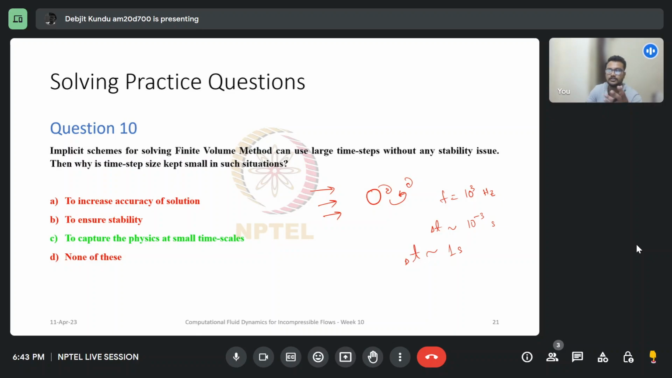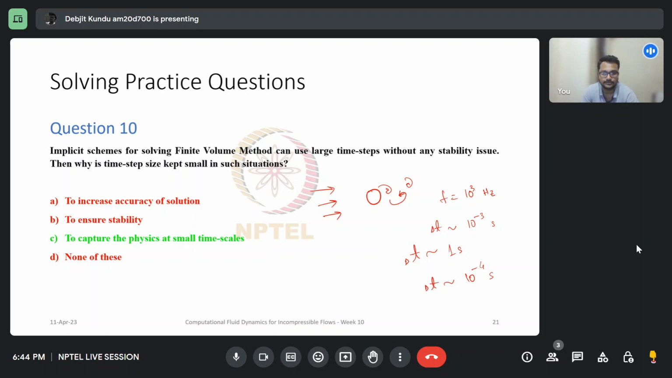So in order to resolve that, I need to use a time step size at least lesser than 10 to the power minus 3, preferably even lower. So if I can go to 10 to the power minus 4 second, maybe I'll be able to view all the events that are going on. So that is why in all these situations, it is the physics of the problem that determines the time step size which I will choose.